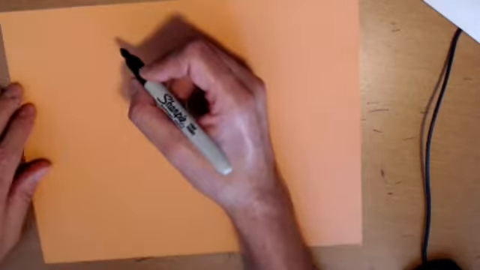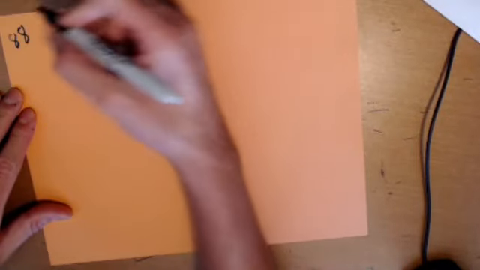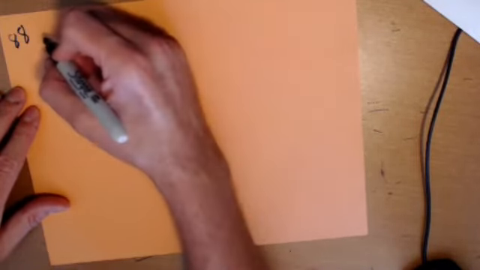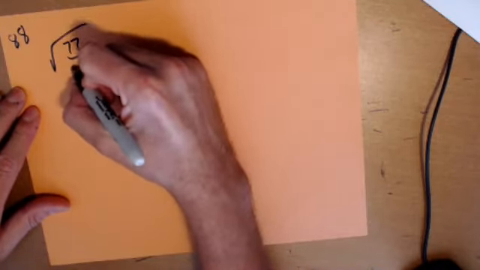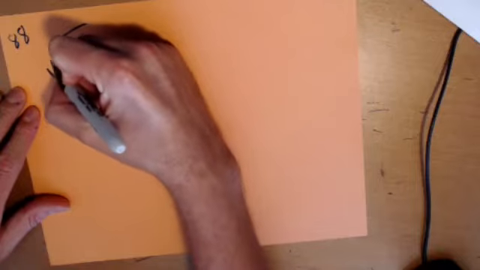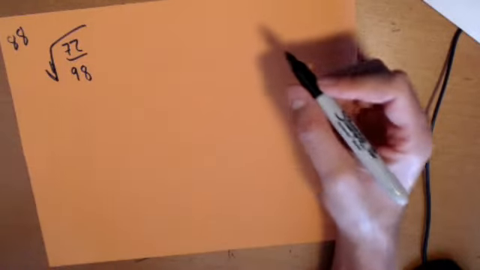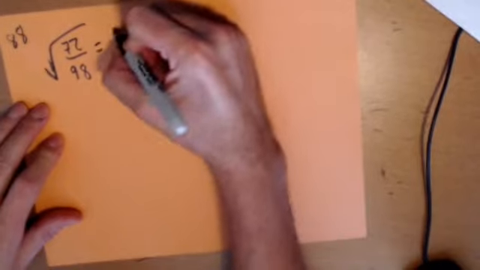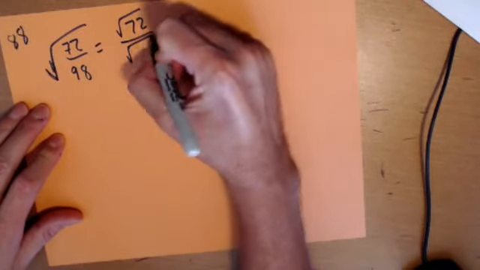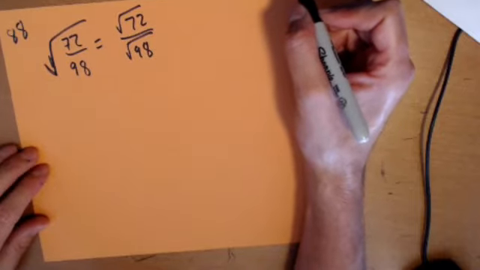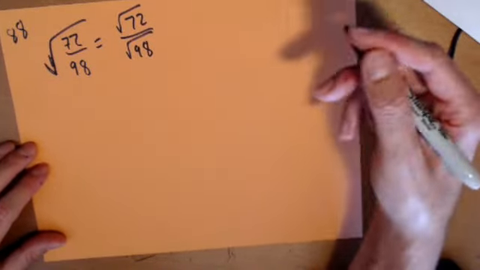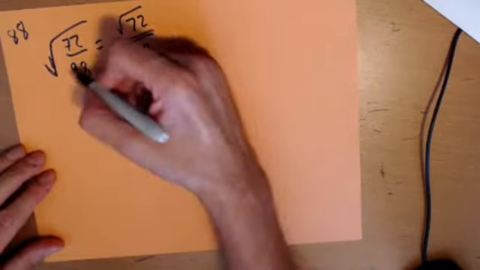Quotient property. Let's see. So there's a bunch of ways to do 88. We have the square root of 72 over 98, a big square root like that. There's a couple ways you could do this. You could say this is the square root of 72 over the square root of 98. That works. So you could go ahead and just keep going like that. That's one way to do it. Or you could reduce this fraction.